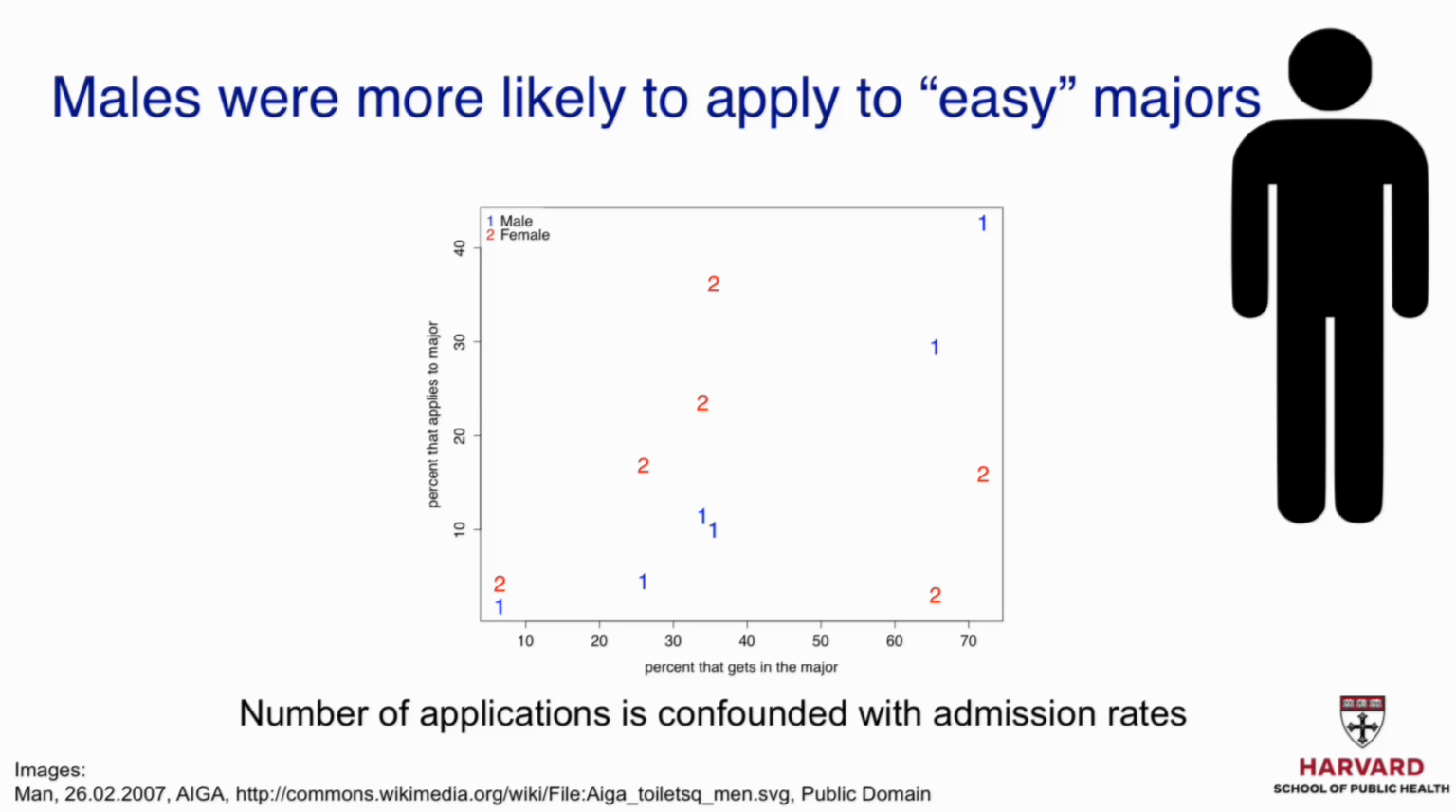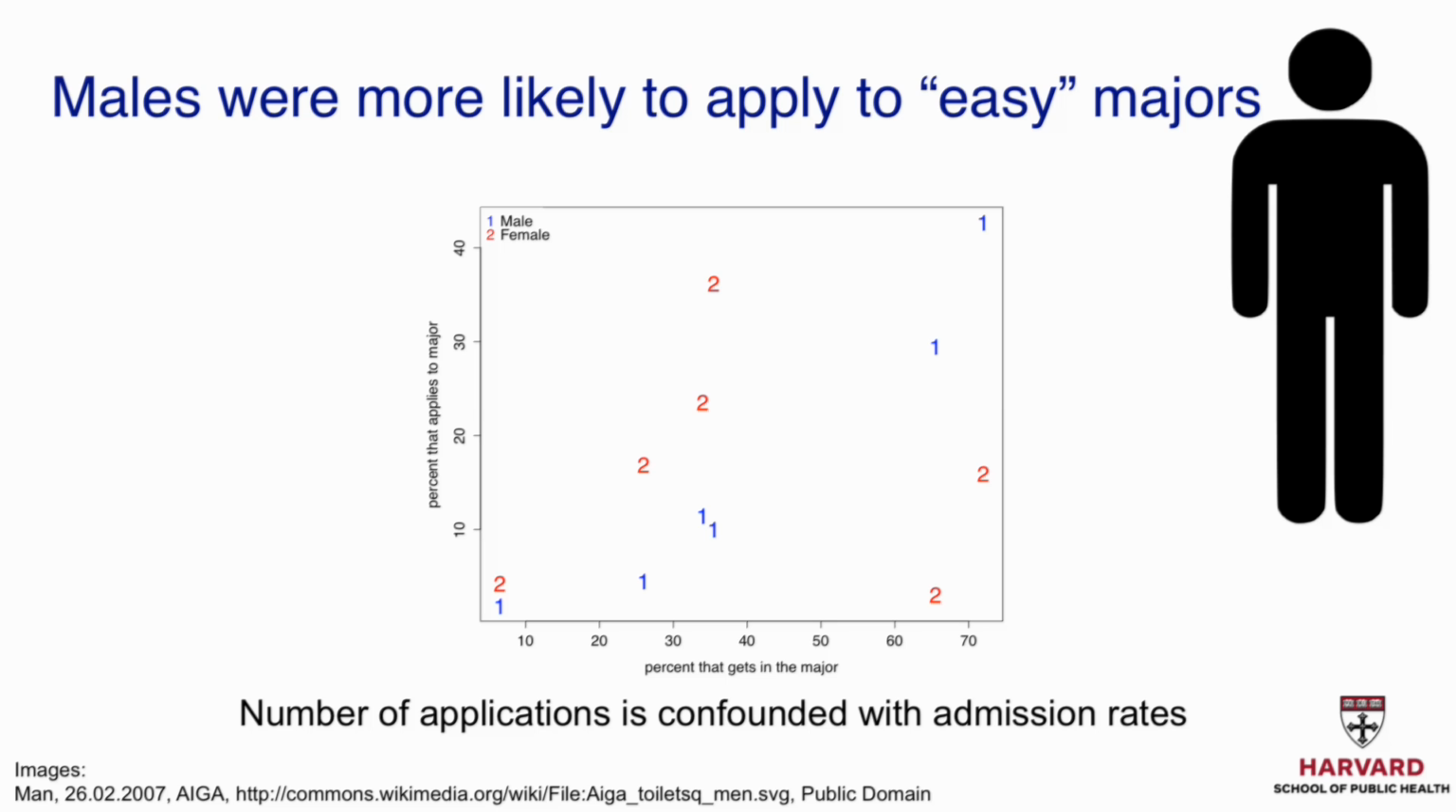If you look at the ones, those are the males. On the x-axis, we have the percent that get into the major. So this is a major that's a little bit easier to get into than this one, well, more than a little. And on the y-axis, we have the percent of admissions that went to that major. So you can see a very strong association between the admissions rate of a major and the total number of applications, or percent of applications, for males, but we don't see that pattern for females.